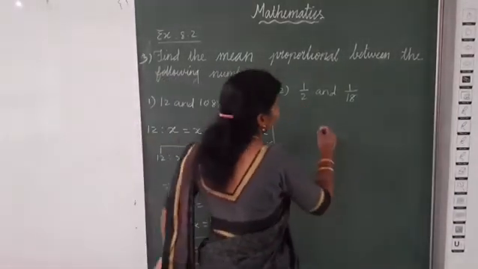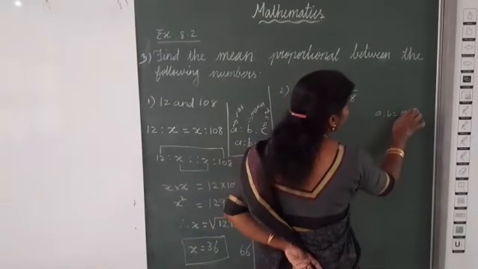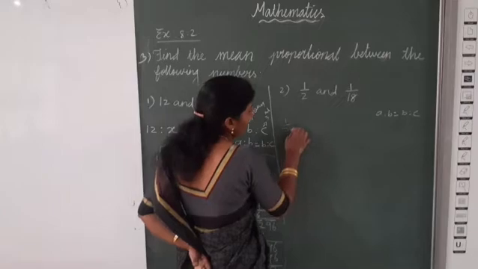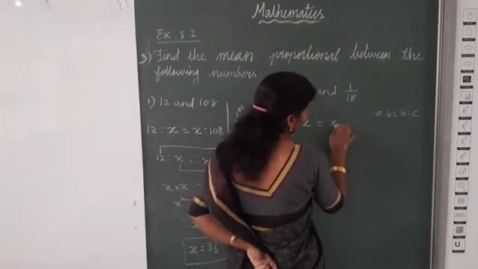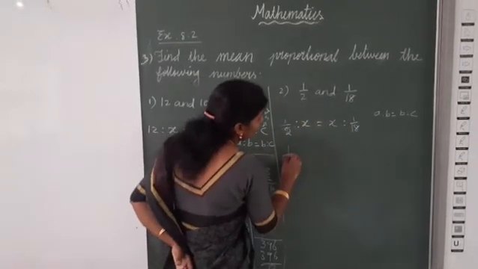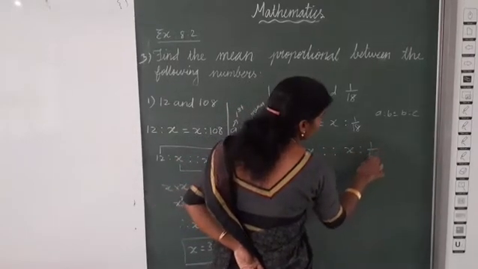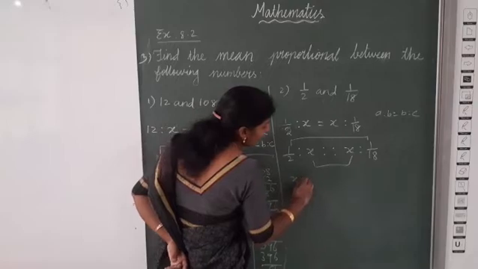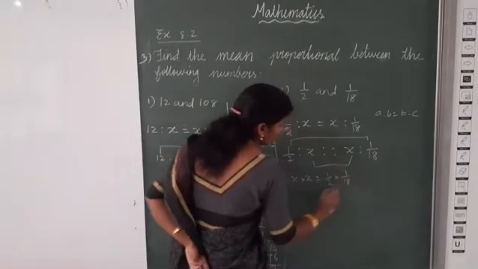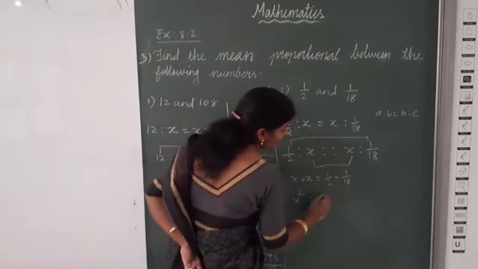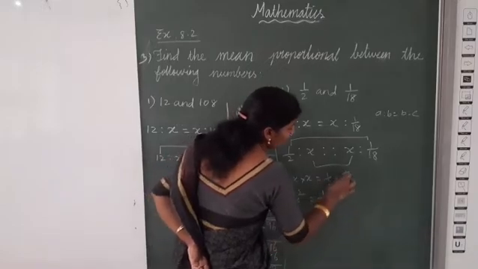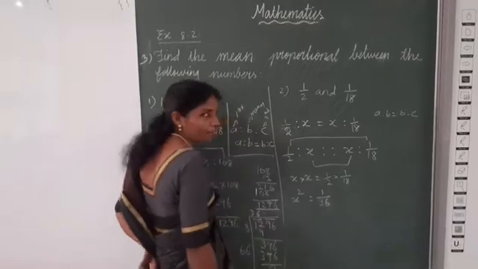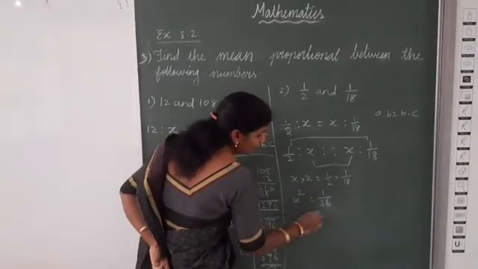Then next question. Here A is to B is equal to B is to C. Now A and C are given, B we want to find, so we can take X. 1 by 2 is to X equal to X is to 1 by 18. What are the means? X and X. What are the extremes? 1 by 2 and 1 by 18. Now we multiply X into X equal to 1 by 2 into 1 by 18. So X square equals 1 into 1 is 1, 2 into 18 is 36, so 1 by 36. What is X square? 1 by 36. Now we can find what is X.